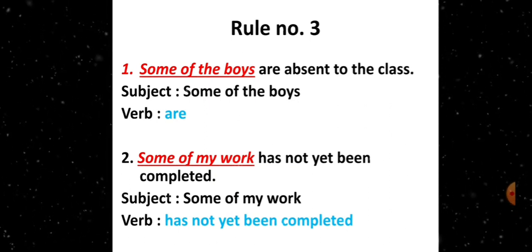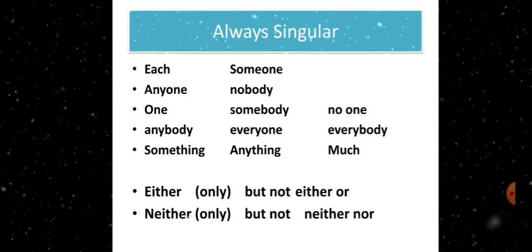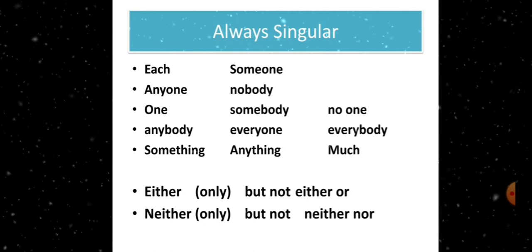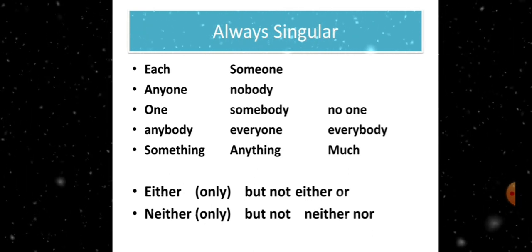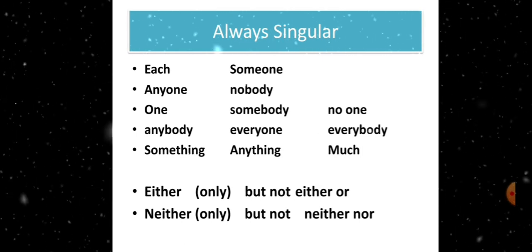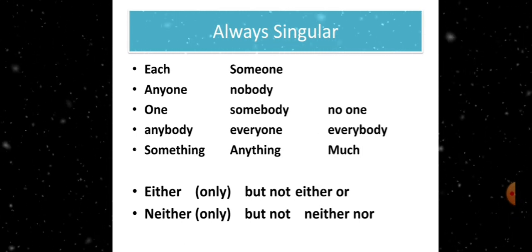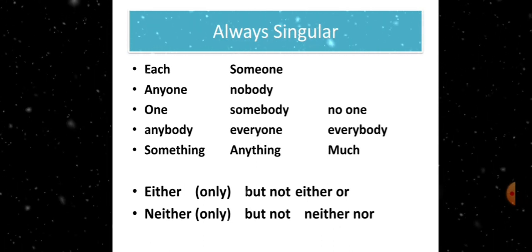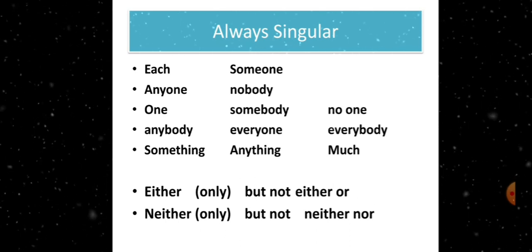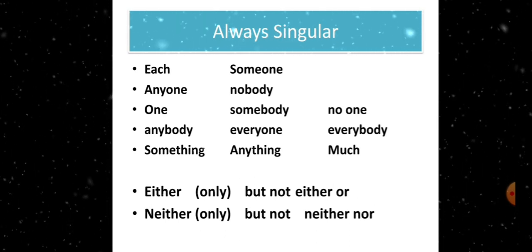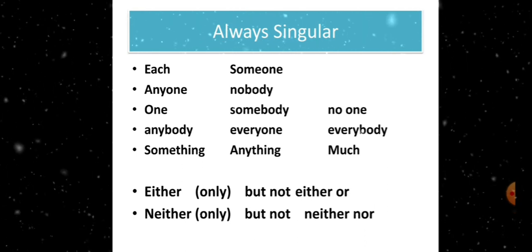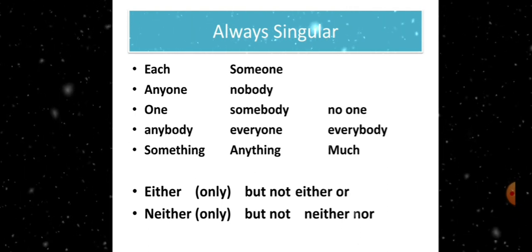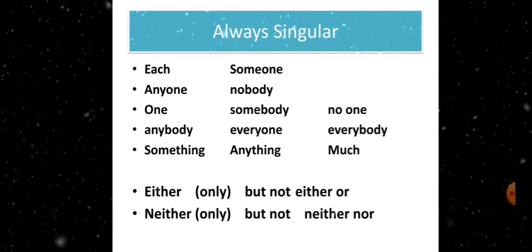Okay, done. So let me revise once again. We discussed three rules. The first rule is there are some pronouns which are always singular, like each, anyone, one, everybody, something, someone, nobody, somebody, everyone, anything, no one, and much. To remember it simply, keep two points in mind: some and every. Someone, no one, everyone, anyone, somebody, nobody, anybody, everybody. And at the same time, each, every, neither, either, and much. Remember these pronouns, they're always used as singulars.